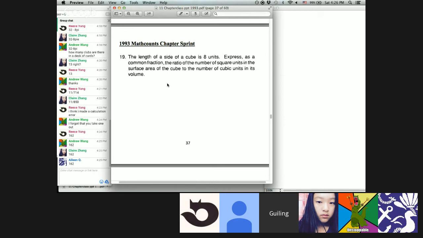Okay, the length of a side of a cube is 8 units. Express as a common fraction the ratio of the number of square units in the surface area of the cube to the number of cubic units in the volume.